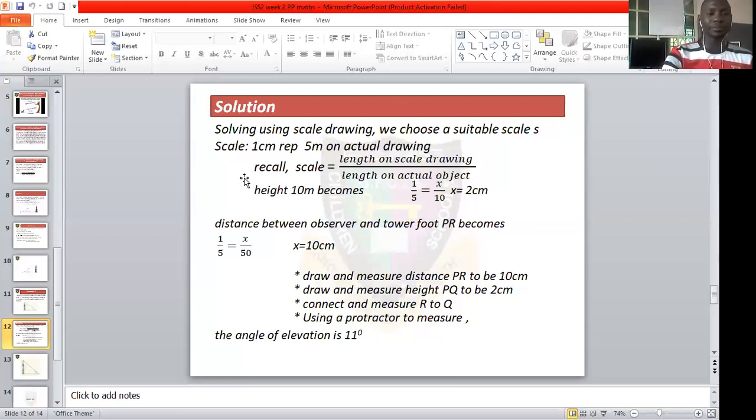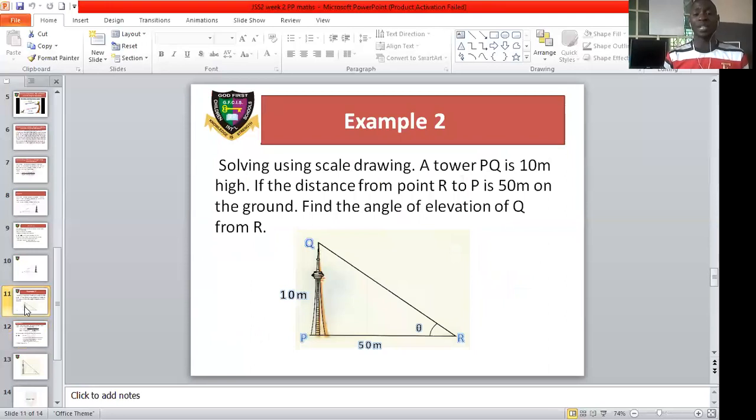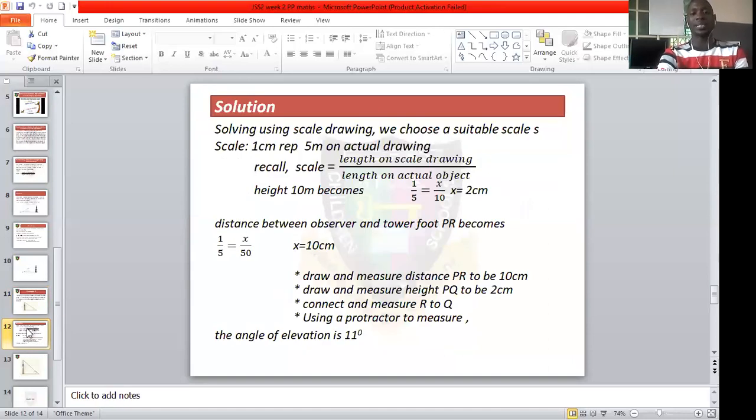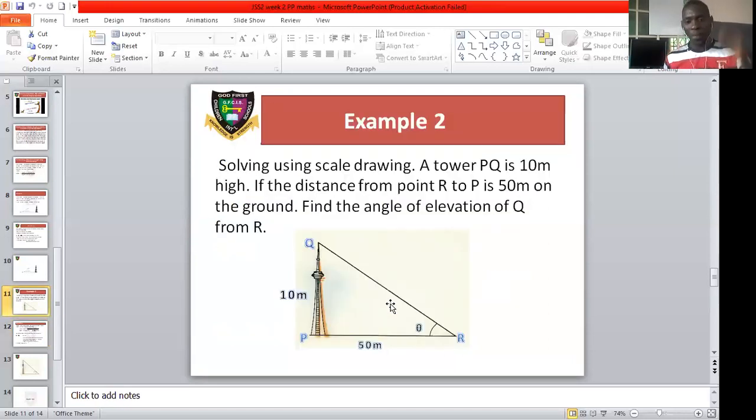So what do you do now? Look at the drawing. We have arrived at, on our scale drawing, that our height is 2 centimeters and our distance is 10 centimeters. Please cross check. Given from this actual drawing, your PQ is 10 meters, and your PR is 50 meters.